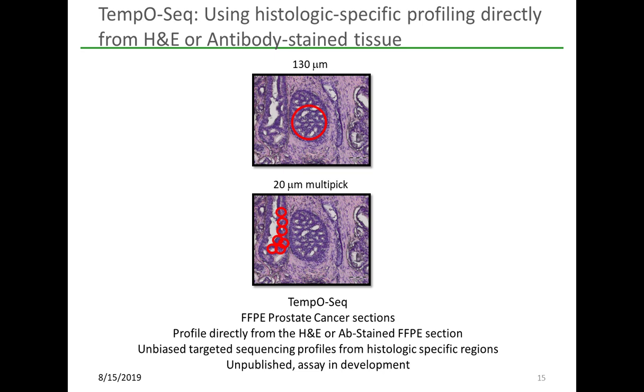And this uses the Tempo-Seq method, which is unbiased, but it's a targeted sequencing method, so it measures specifically what you have in that assay in terms of sequences. But it can measure exon junctions, splice variants, in other words, and can measure gene fusions, SNPs, and other sorts of molecules that are not polyadenylated.